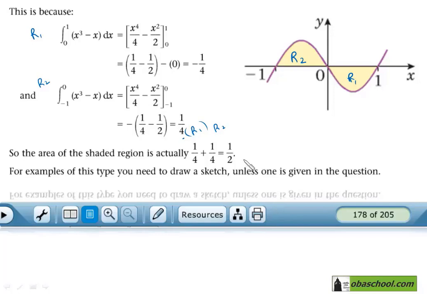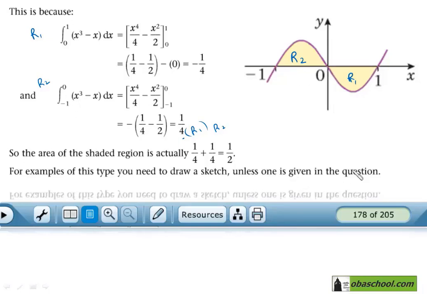This is how we work when we have an area under and above the curve. Then we add the answers of the two parts to get the total area. For examples of this type, you need to draw a sketch in order to know when it is above and when it is below, and to define the x-axis intercept, which we use in the definite integration.